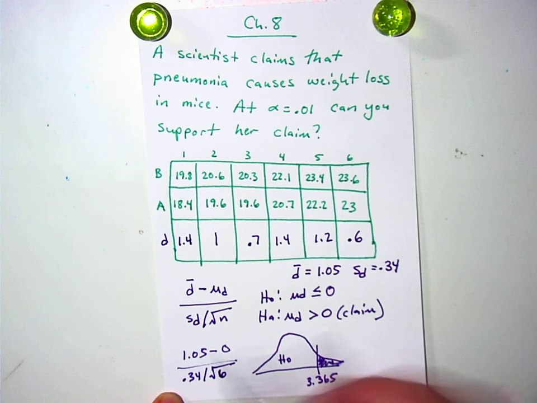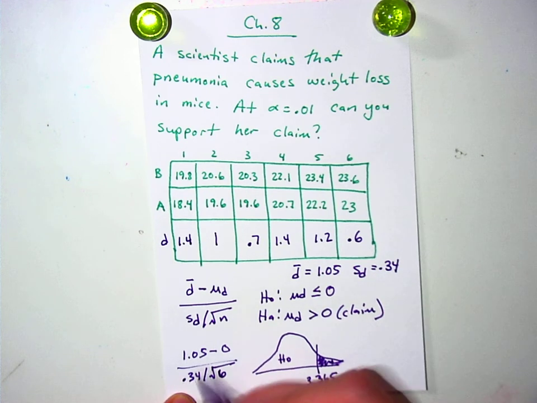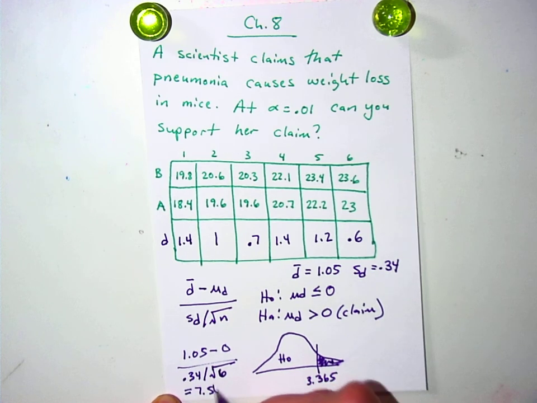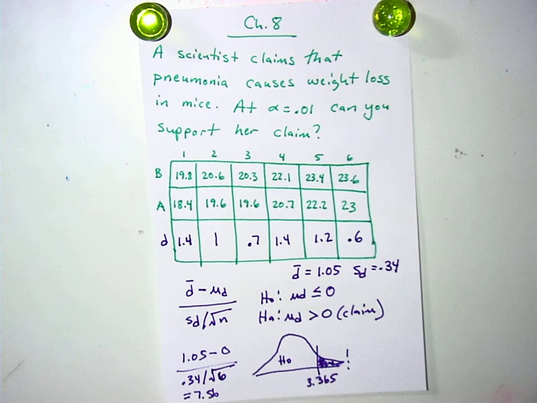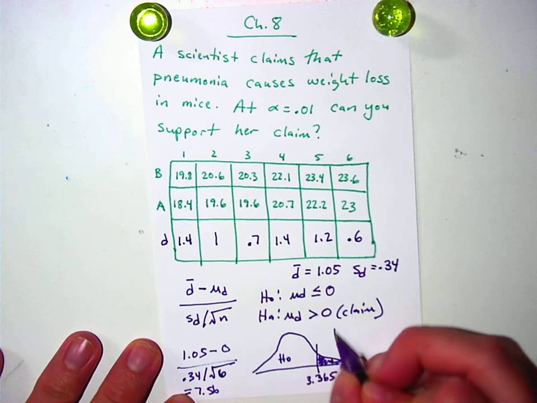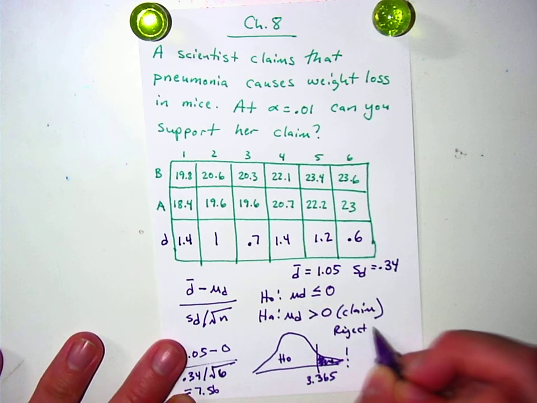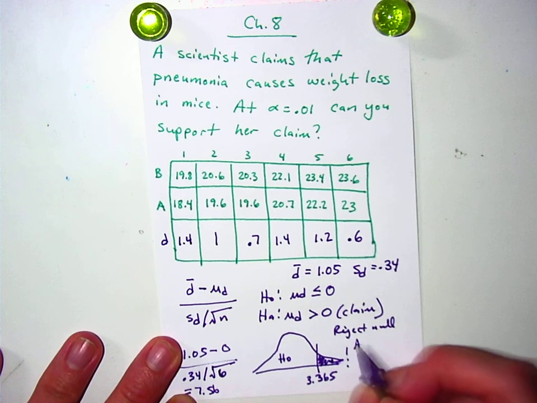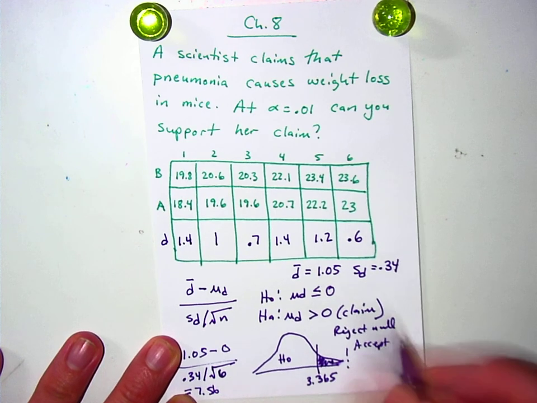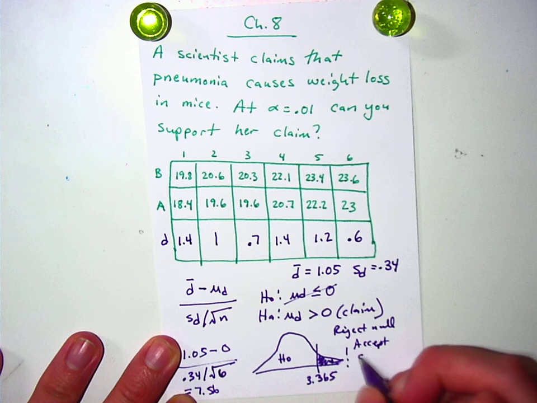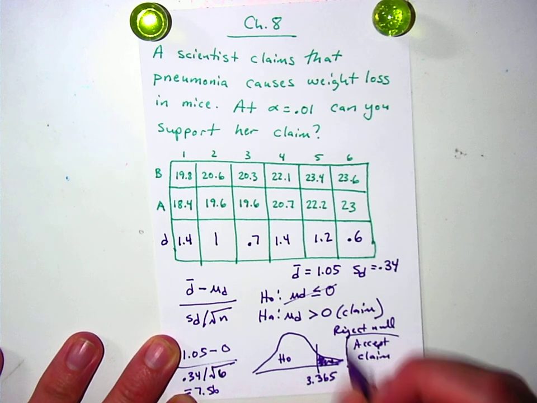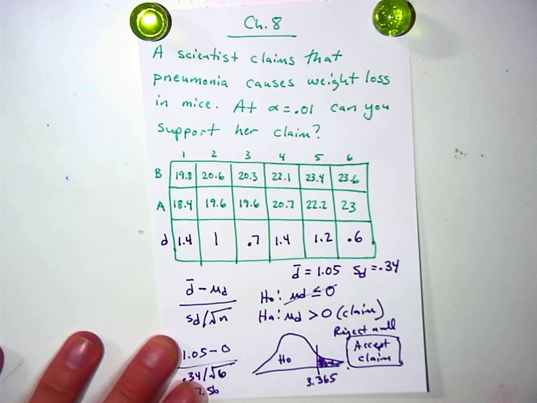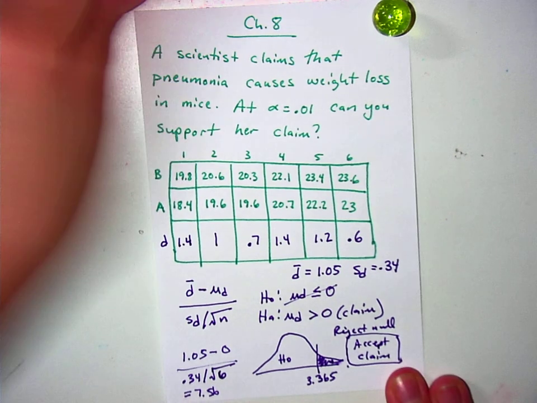Remember to do the degrees of freedom, which in this case is 5, when you're looking it up on the table on A18. And then if I figure out this test statistic, I get 7.56, which is way off the charts over here, which means I am definitely going to reject the null. Also means I'm going to accept the claim, because if I reject the null, that means I'm accepting the claim. So I am accepting the fact that mice do indeed lose weight when they have pneumonia, which is just amazing to find out.